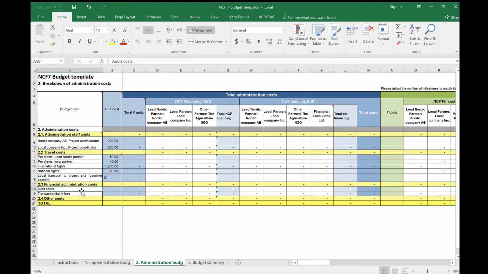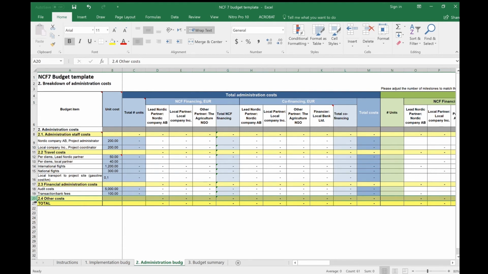Audit costs should always be included under financial administration. Any foreseen transaction or bank fees may also be included in the budget, as well as some other financial administration costs necessary for the successful administration of the project. Please keep in mind the list of eligible and non-eligible costs when including any cost item. The list is available in the NCF 7 Project Implementation Manual.